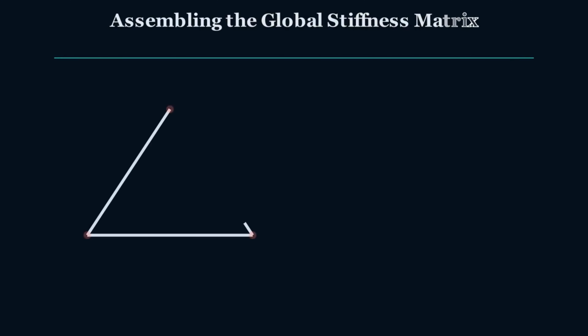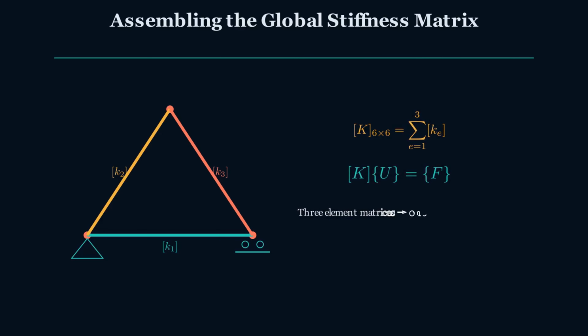Each of the 3 members produces its own element stiffness matrix. Assembly places each element matrix into the correct global degrees of freedom. The result is a 6 by 6 global stiffness matrix.